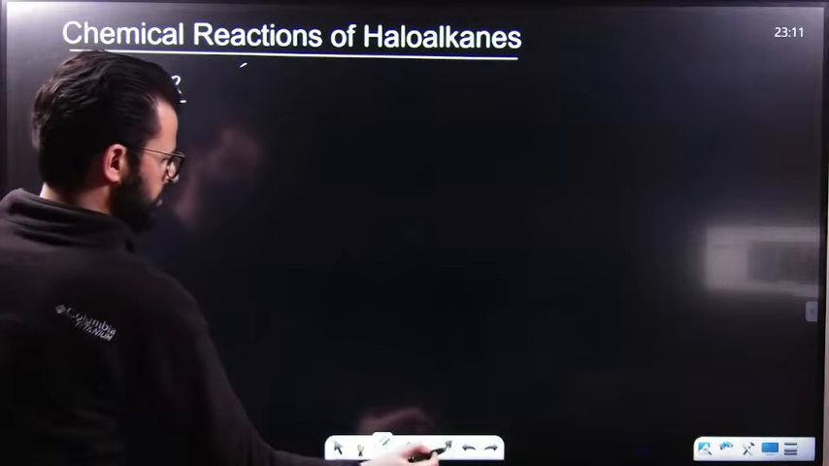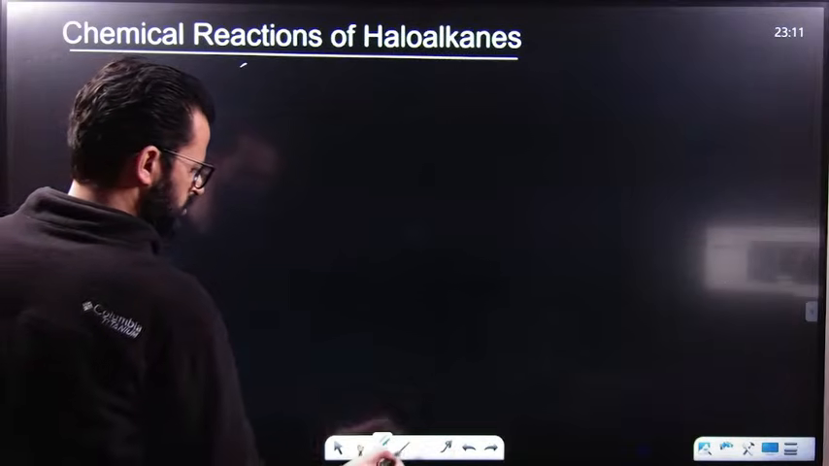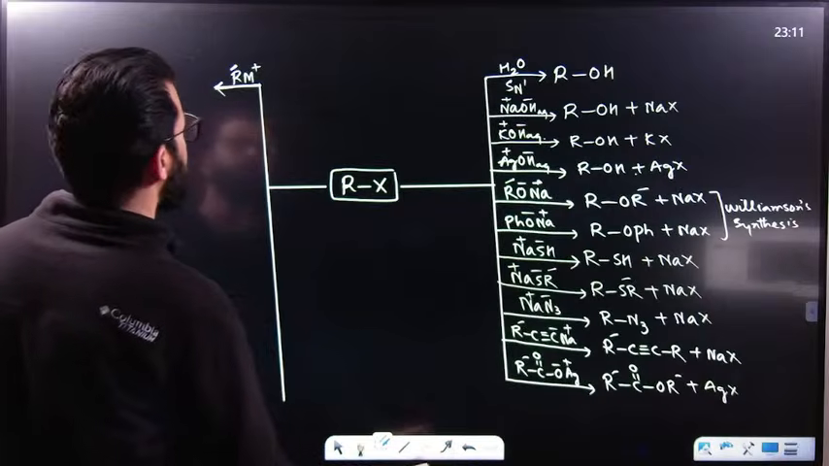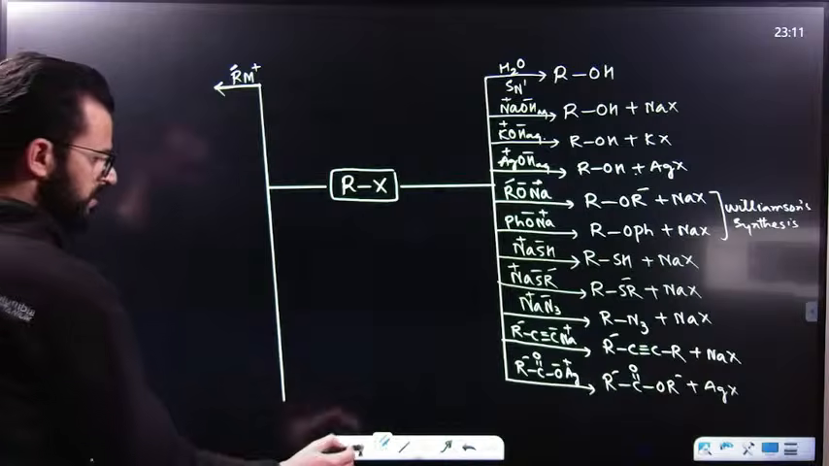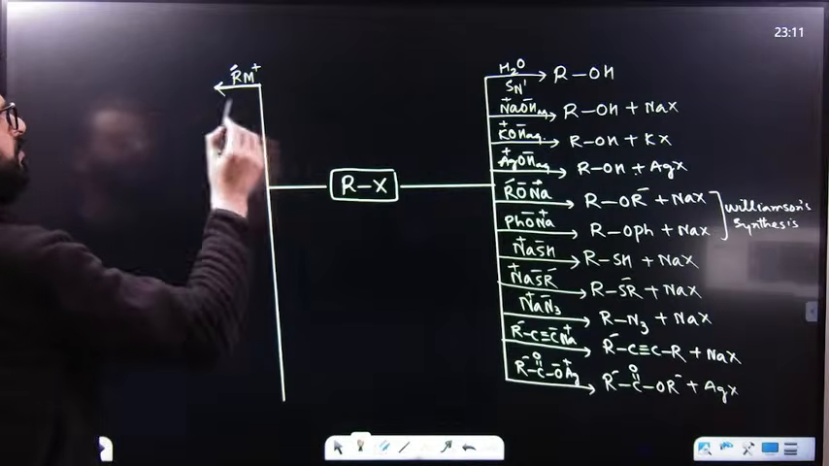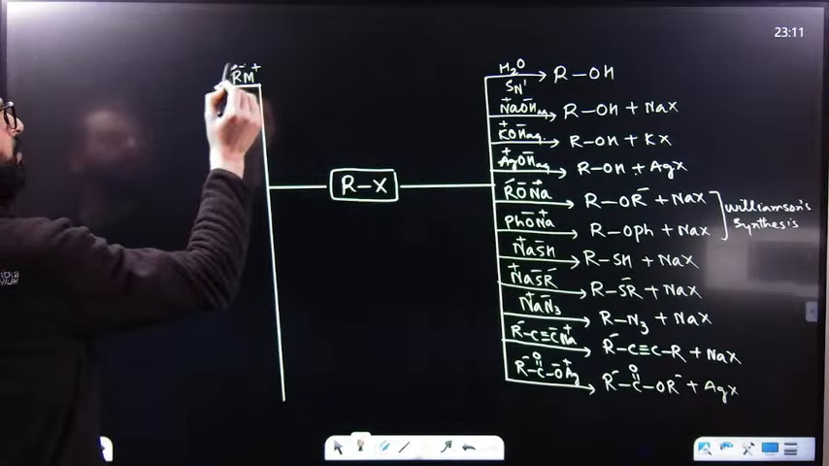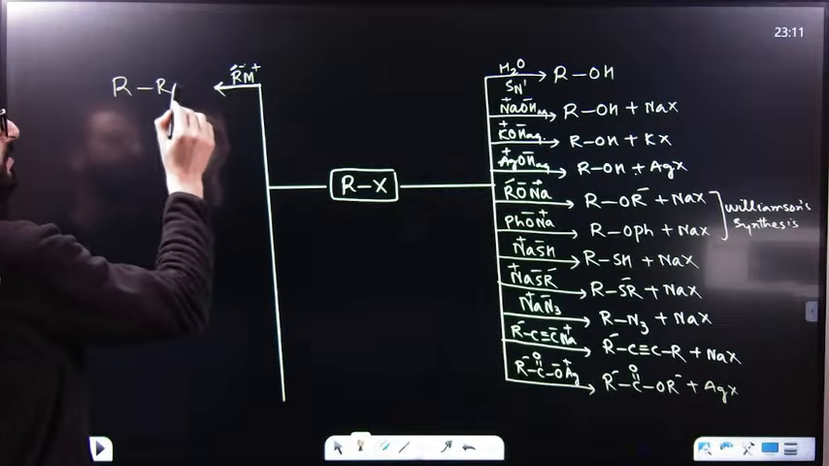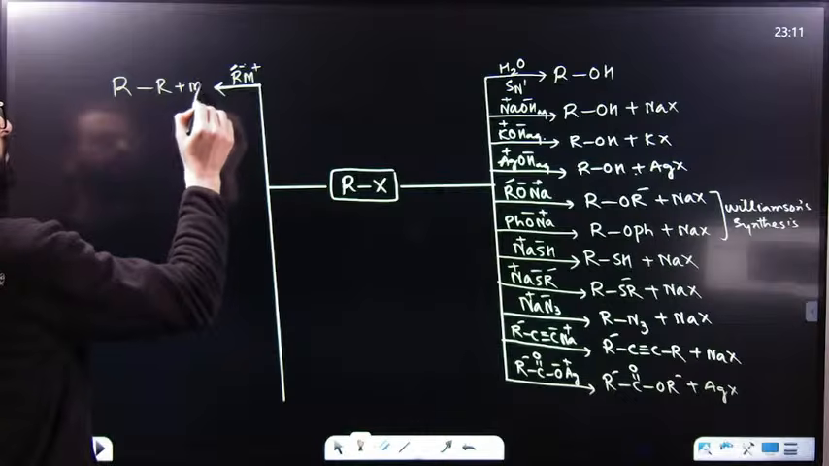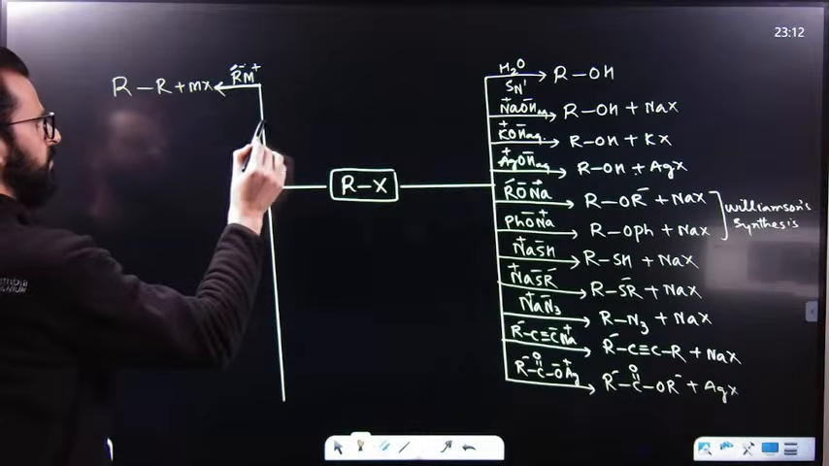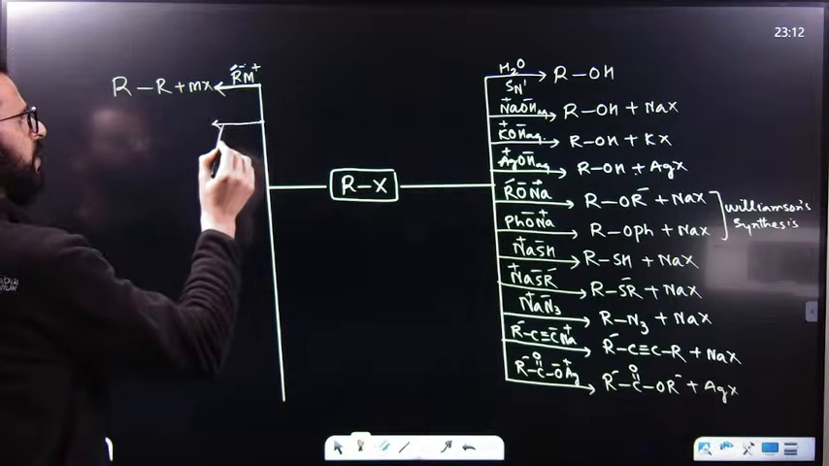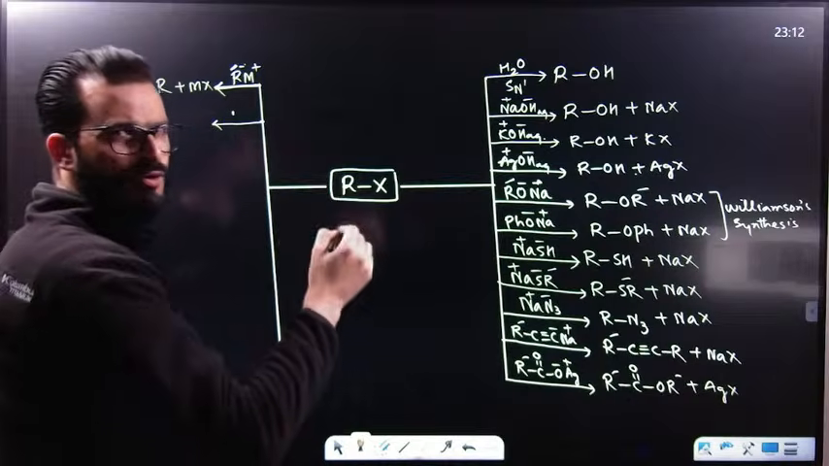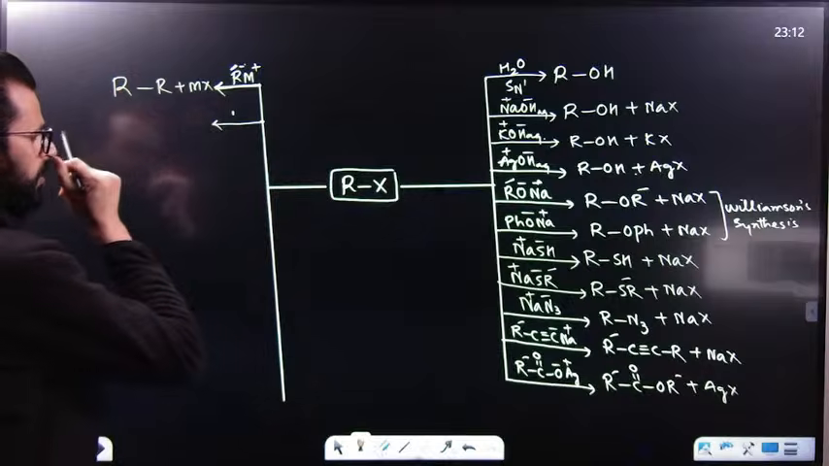Chemical reactions of alkanes. So these are the chemical reactions of alkanes. So R minus will attack. This is R having a negative charge. This will attack. So it will result in the formation of alkane, and another will be MX, metal will react with this X. After that, if you are having hydride, say for example lithium aluminum hydride, sodium borohydride, that can also attack.